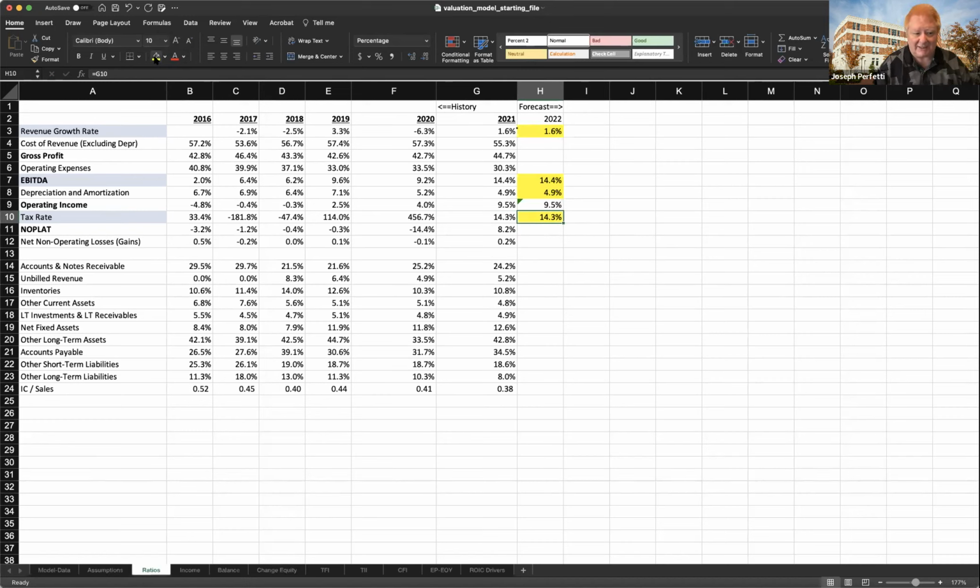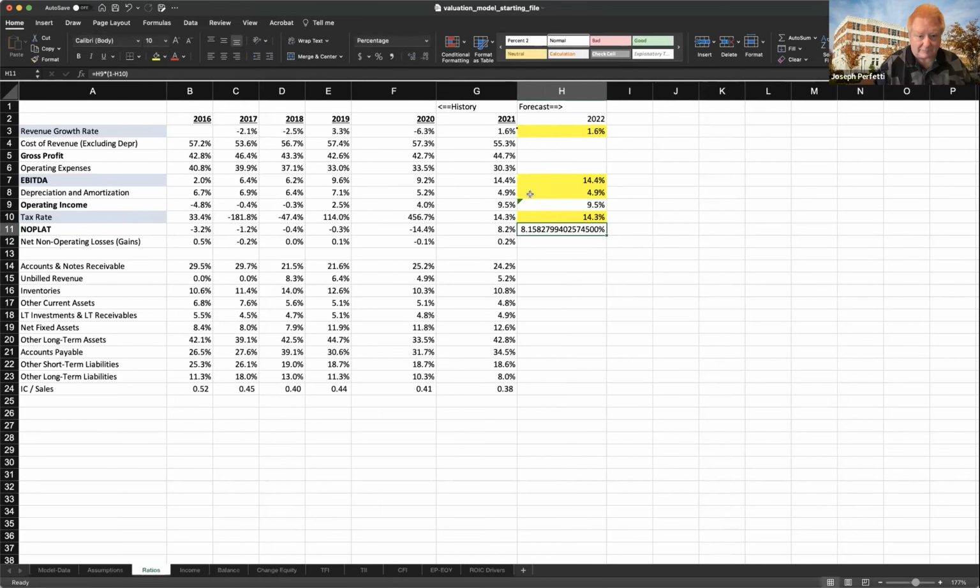Operating income after tax is NOPLAT. So we're going to solve for NOPLAT. NOPLAT equals operating income, H9, times left parentheses, 1 minus the tax rate, H10, right parentheses, 1 decimal place, 8.2%.